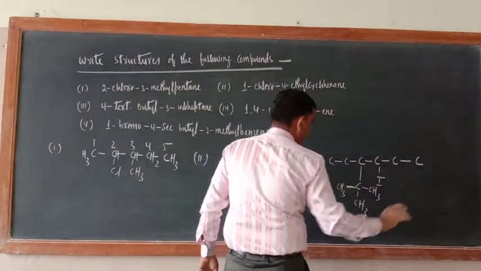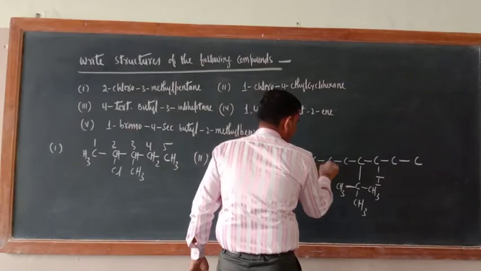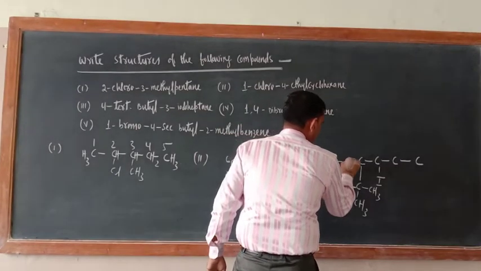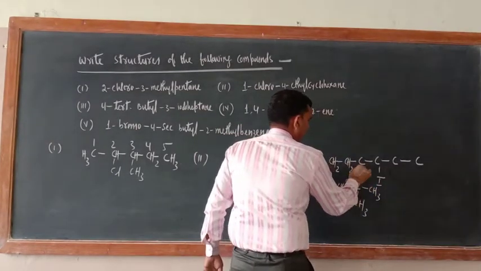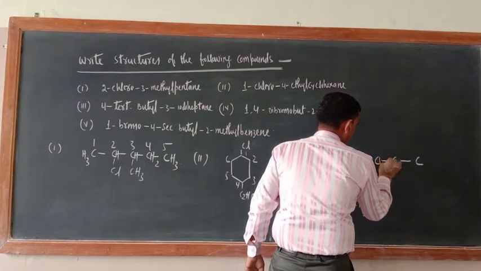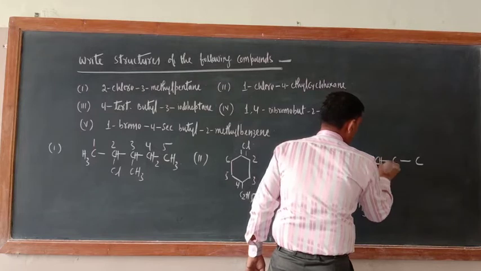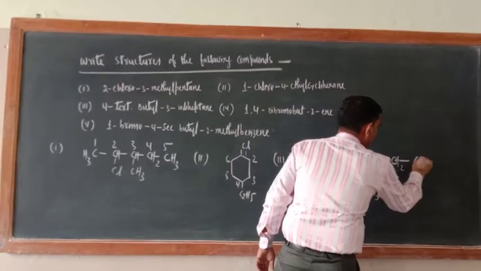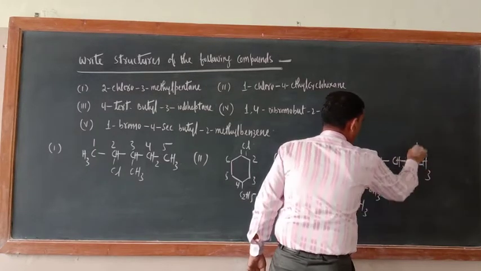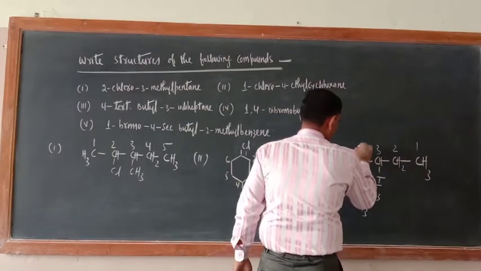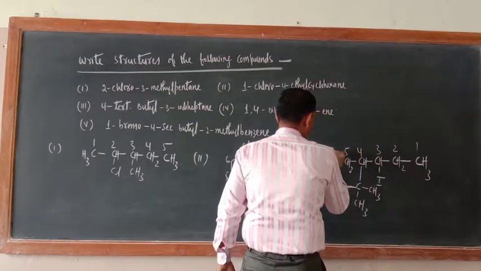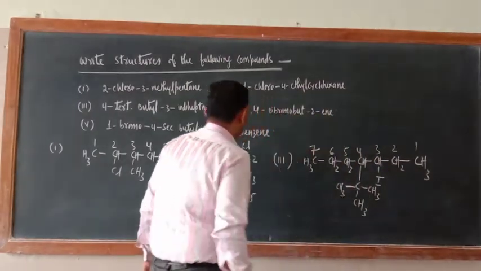Okay. Now fulfill remaining valency. Here CH3. Here CH2. Here also CH2. Here CH. Here 1, 2, 3 CH. Here CH2. Here CH3. 1, 2, 3. This is 4. This is 5. This is 6. This is 7.